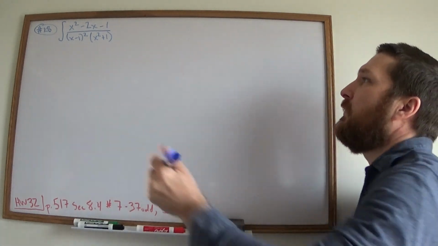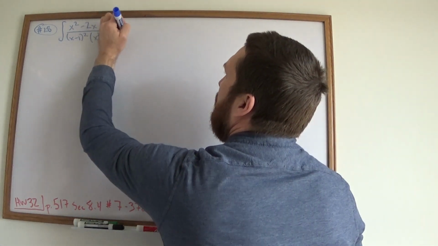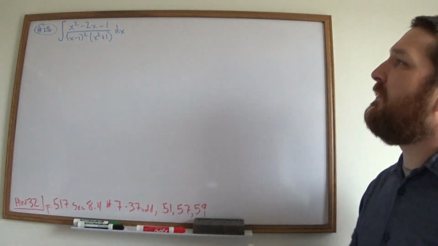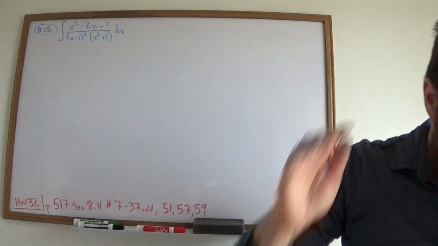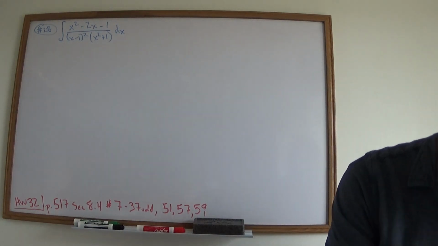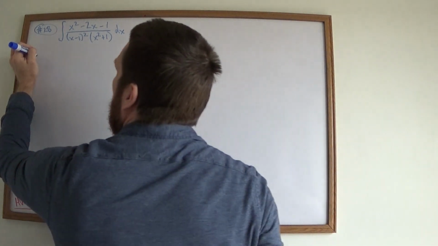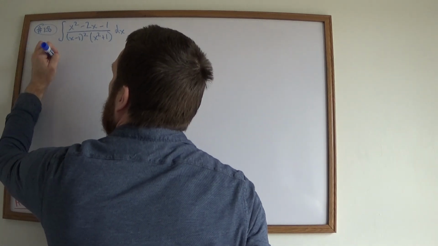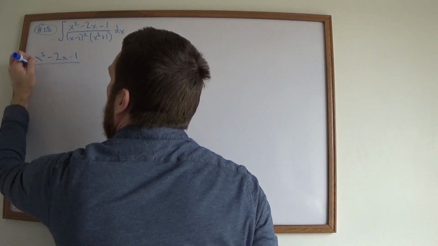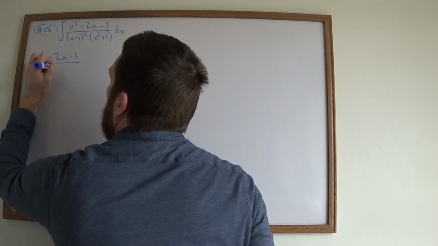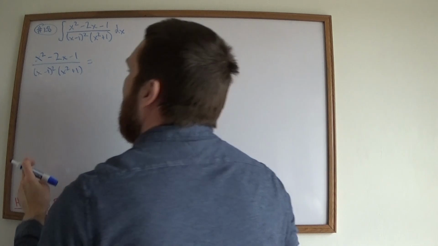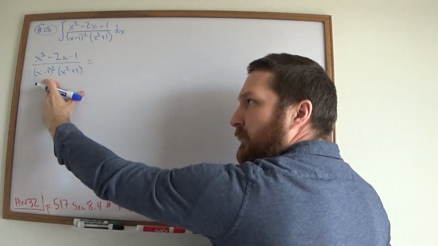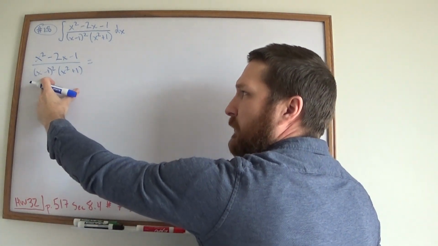What about polynomial long division? No, because it's the same problem. We have x to the 4th on the bottom and x squared on the top. That's not going to help us. So we're going to break this down. We are going to do partial fractions here: x minus 1 squared, x squared plus 1. Now, the way this breaks down, same thing here, we have a repeated linear root.